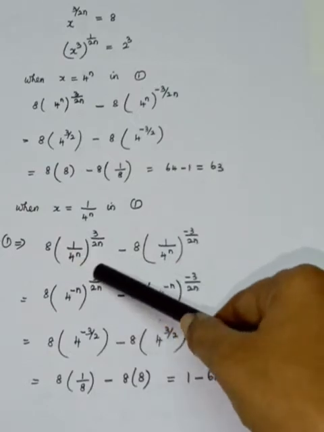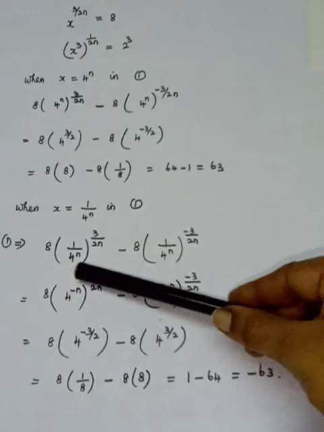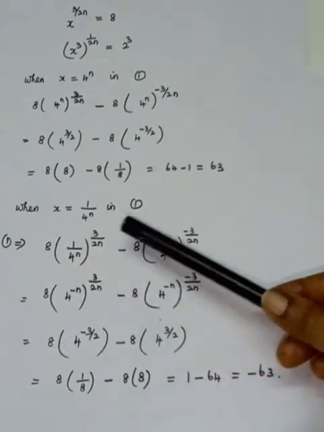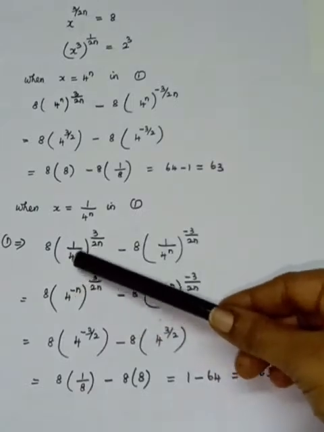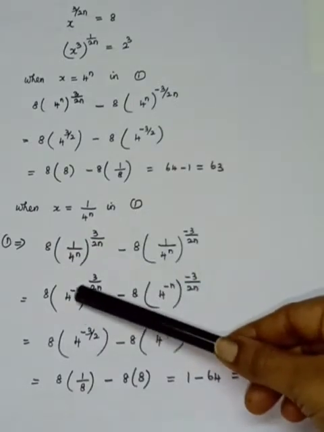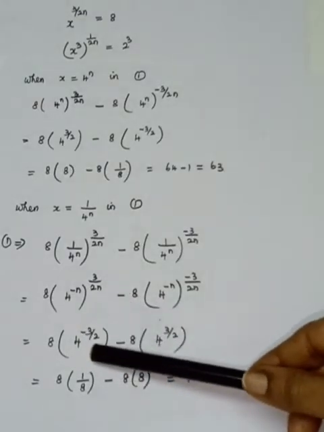If you substitute it here, in the question, in the place of x we have substituted 1 by 4 power n. Here also 1 by 4 power n. This 1 by 4 power n can be written as 4 power minus n. So the n cancels. Then 4 power minus 3 by 2.